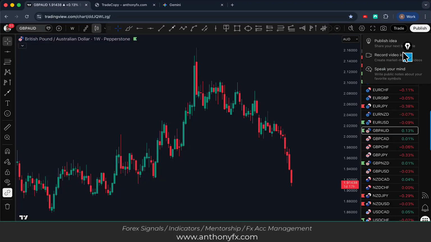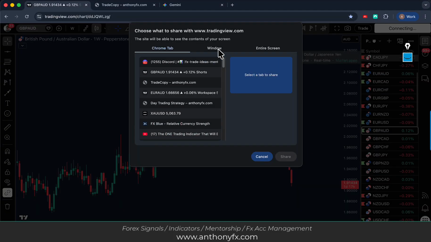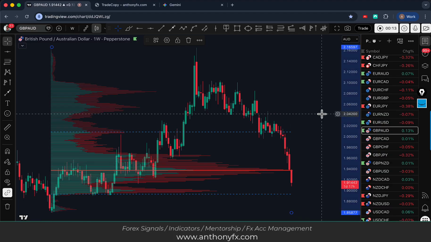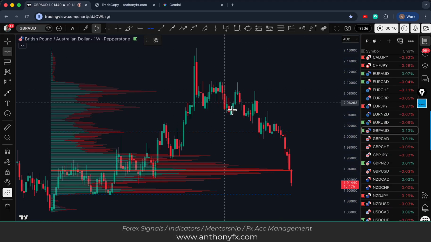Okay, TradingView, record video. Let's get into this. So I'm looking at the pound Aussie on the weekly time frame. Just going to grab fixed range volume profile and pull it across to see what we got on the weekly. Just mark up a couple of levels.